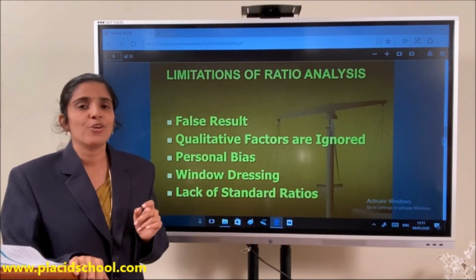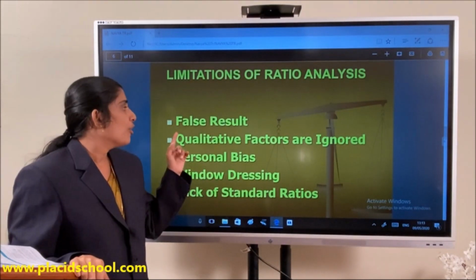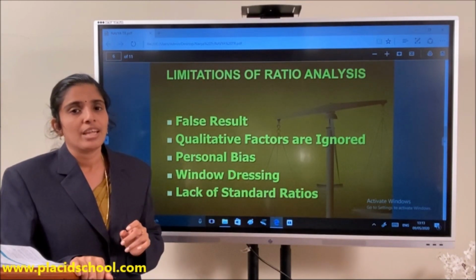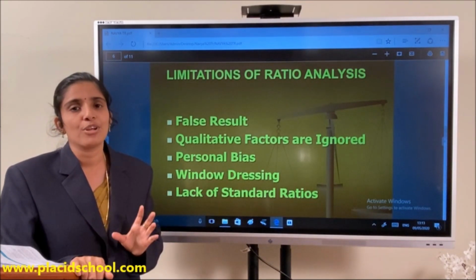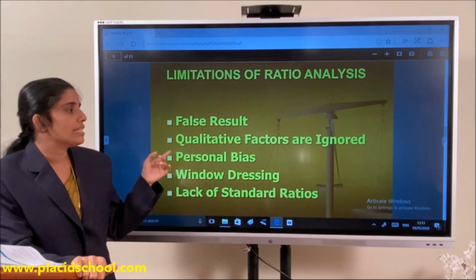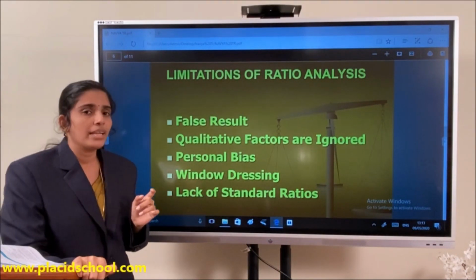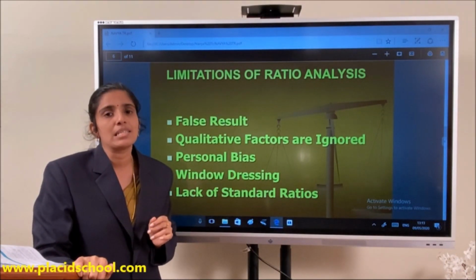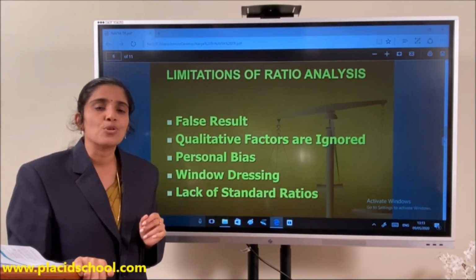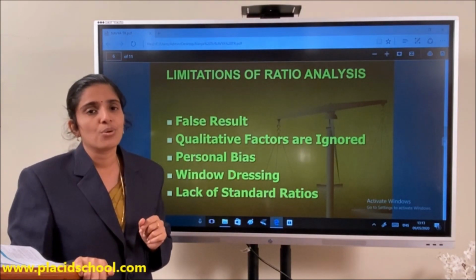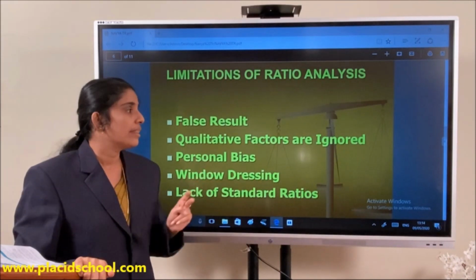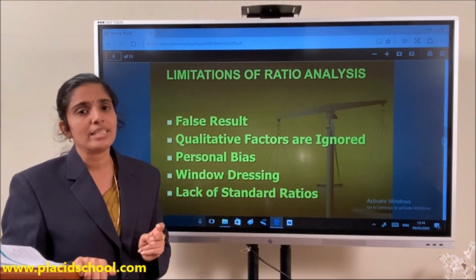The reliability of ratio analysis depends on the accuracy of the financial statement. If it is false, then the reliability of the ratio analysis will also be affected. Then the second one is qualitative factors are ignored. In the case of ratio analysis, we consider only the quantitative aspects, not the qualitative aspects. These aspects are also necessary for decision making. So that is the next disadvantage of ratio analysis, that we don't consider the qualitative aspects.